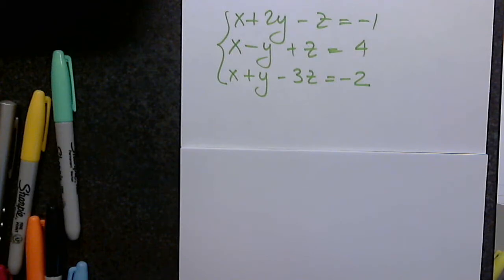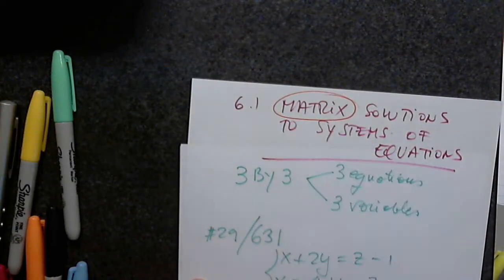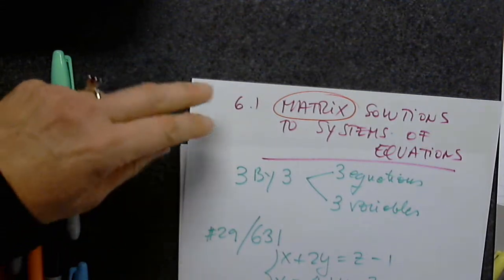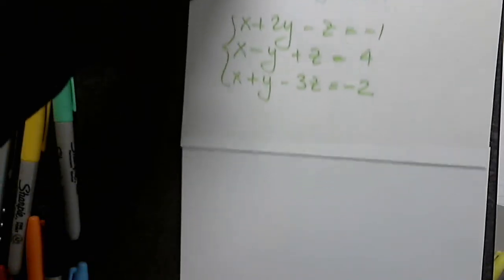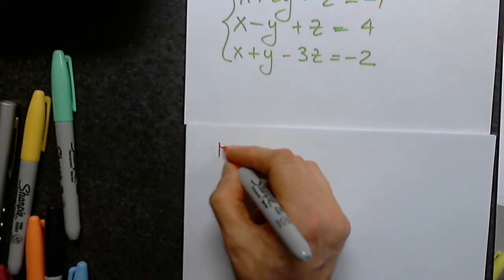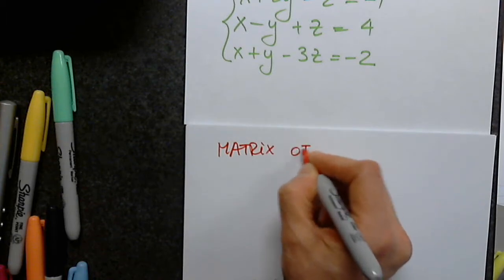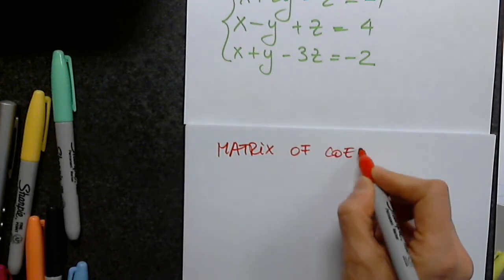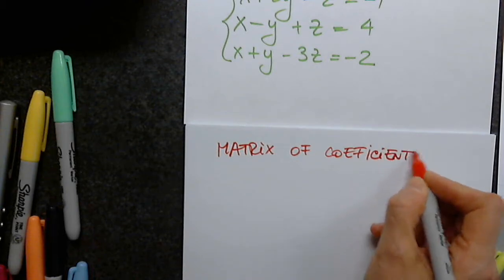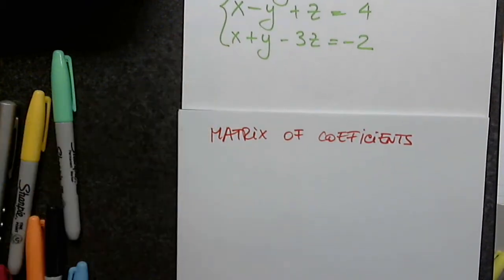You can use elimination if you want to. However, we are talking about matrices here, a totally different situation. It's not about elimination and it's not about substitution. It's a totally different method. First, the matrix of coefficients. The matrix of coefficients is denoted by uppercase A.